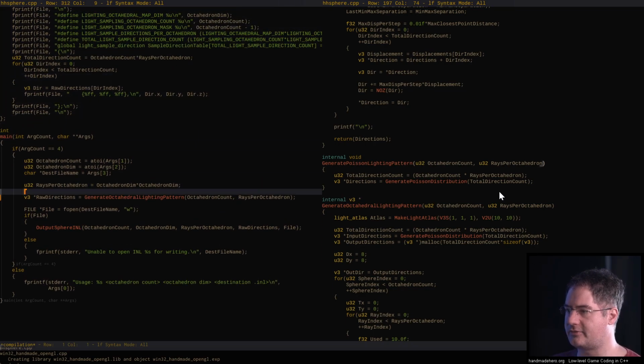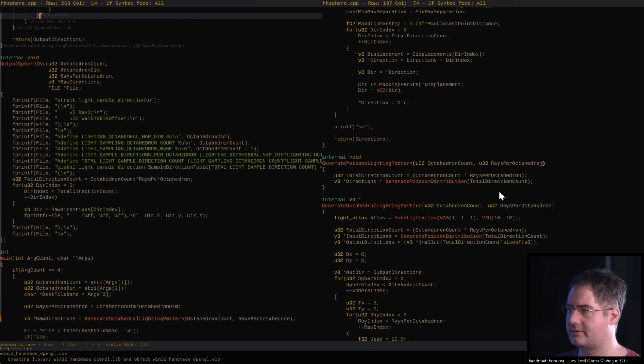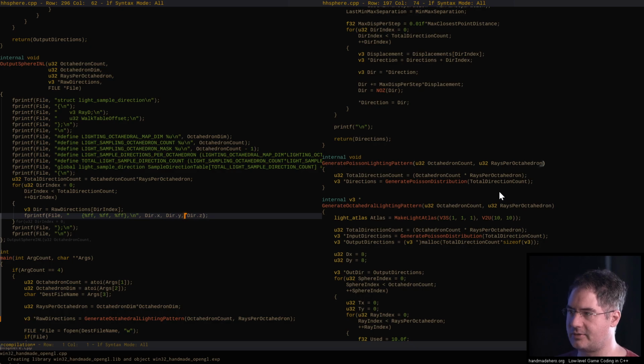So now all we're doing is calling generate octahedral lighting pattern, and we have a thing that outputs that here, which I think is correct. I don't think we really need to modify it particularly much. The raw directions, though, need to actually be packed in a different way. So we want to change the order of them, so that in here we're going to want to have this load properly so that you do the casts in the right order.